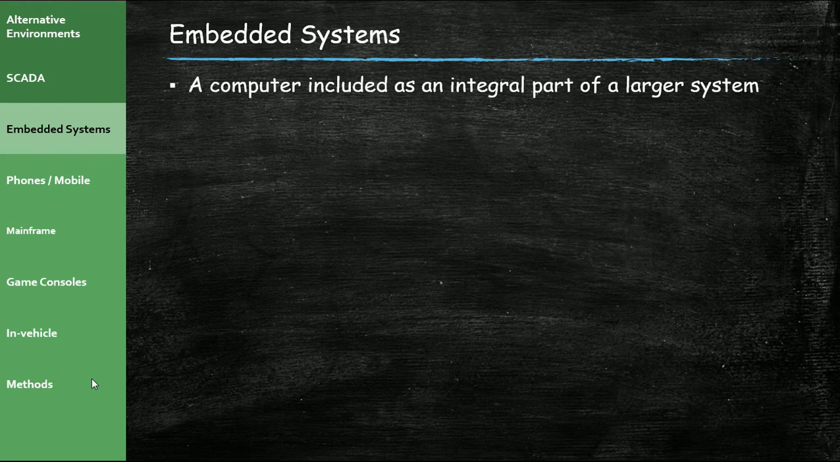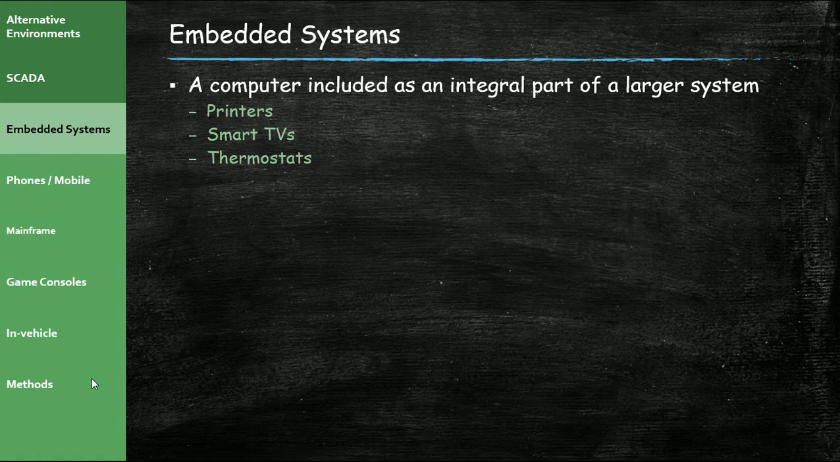So embedded systems are basically computers that are included as an integral part of a larger system. That's what they're talking about with embedded. So here we're talking about things like printers, smart TVs, thermostats, all these devices that have a small computer in them in order to provide some kind of functionality that's easy to do with a computer.